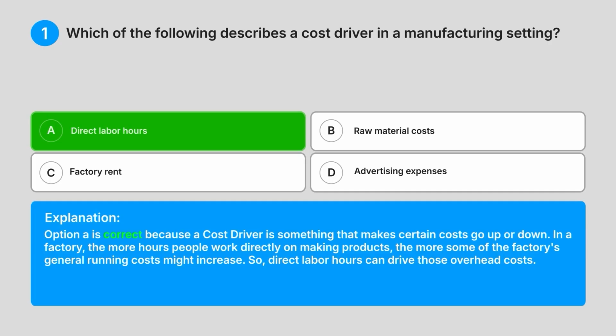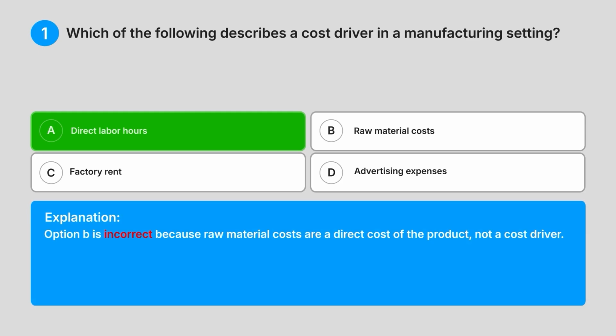Explanation. Option A is correct because a cost driver is something that makes certain costs go up or down. In a factory, the more hours people work directly on making products, the more some of the factory's general running costs might increase. So direct labour hours can drive those overhead costs.